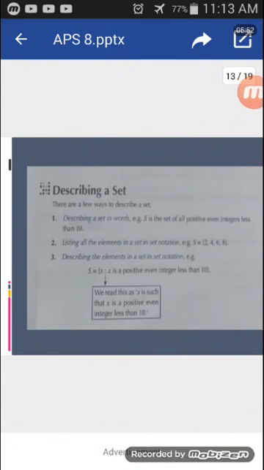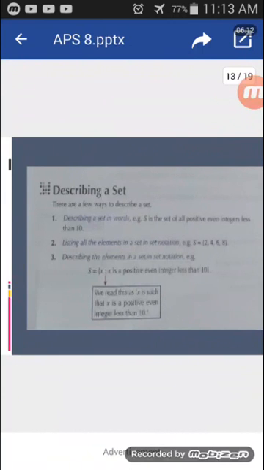Next is describing a set. There are a few ways to describe a set. There are 3 methods. First one is describing a set in words. For example, S is a set of all positive even integers less than 10.